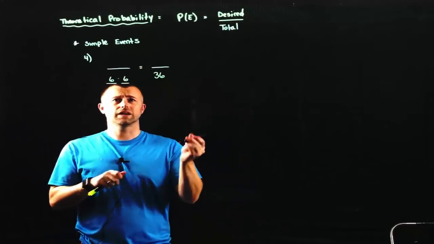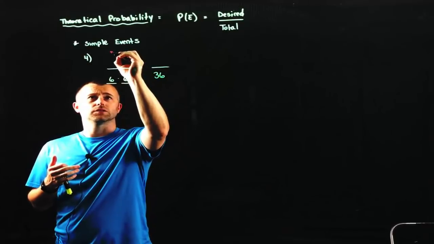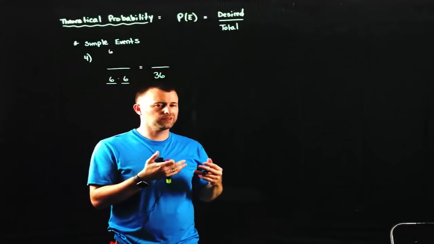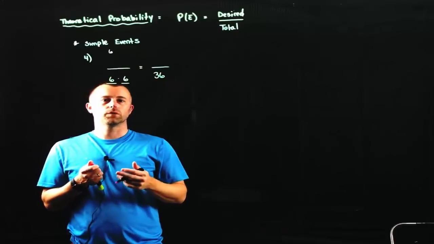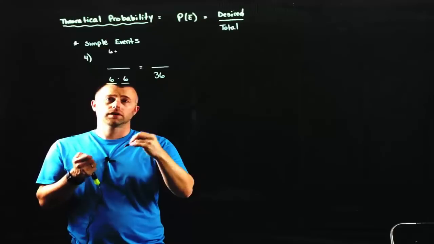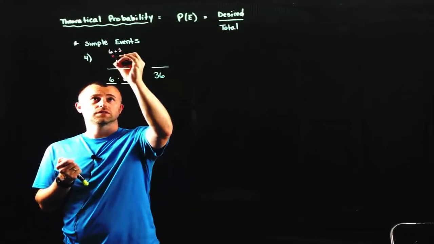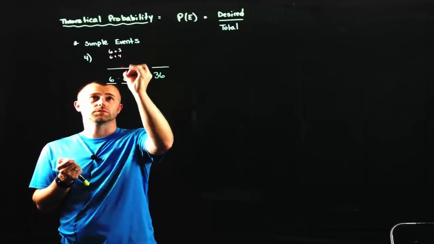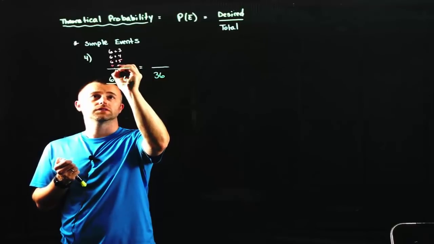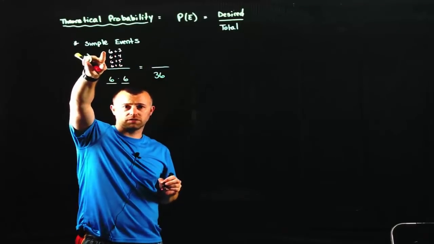To get at least 9, you would start thinking of some numbers that would give me 9. I'll start with 6. If I have 6 and I want at least 9, I need 3, so 6 plus 3. Then I have 6 plus 4, that would give me 10. And then I have 6 plus 5, and 6 plus 6. So right now I have 4 events that would give me at least 9.